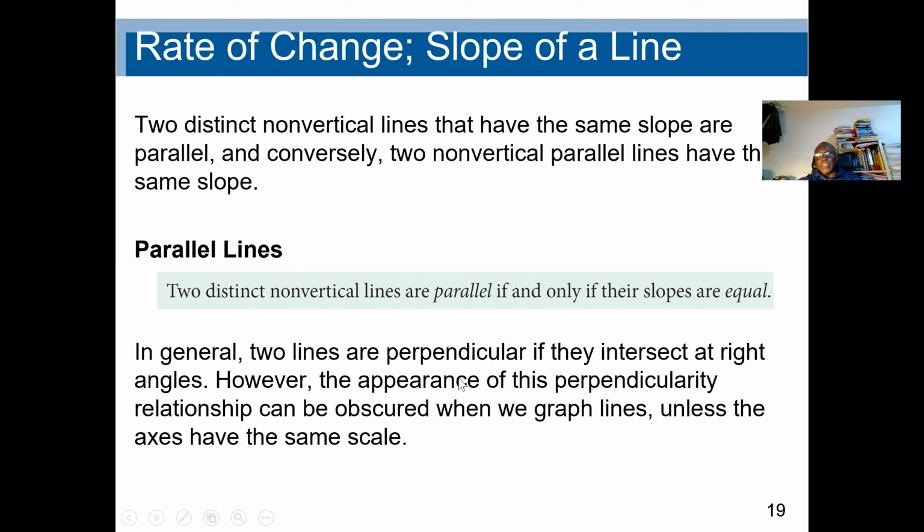And also 2 lines are perpendicular if they intersect at 90 degrees. In this case, if the slope of the first line is m, the slope of the second line will be the reciprocal and the negative of the first slope. So for example, if the slope of the first line is 5, the slope of the second line will be negative 1/5. So reciprocal and negative of the value. And perpendicular means the 2 lines meet somewhere at 90 degrees.